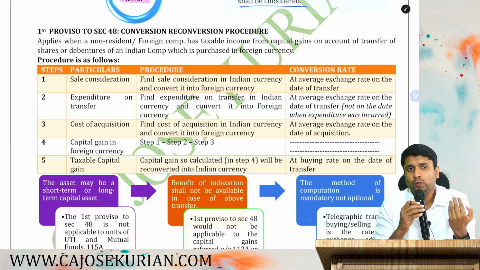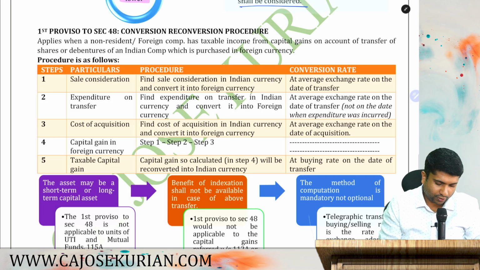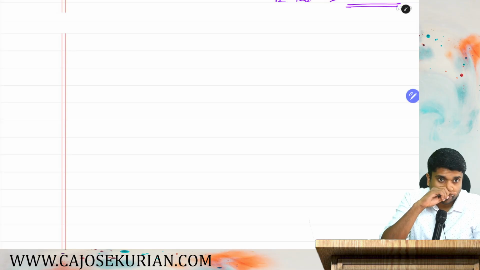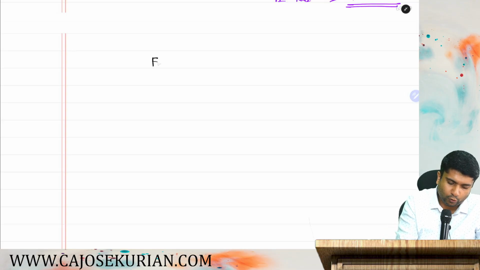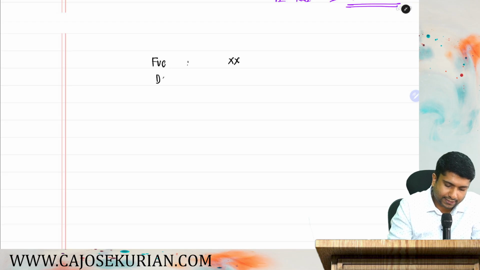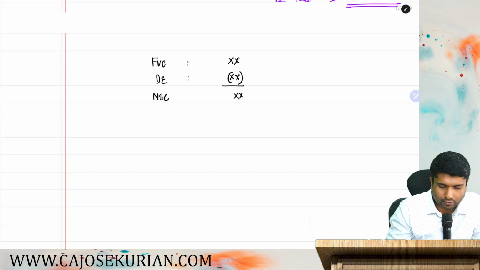Tell me friends, how do you compute capital gain? What is the format for computing capital gain? We always start with the full value consideration. Then we deduct direct expenses on transfer. If you deduct direct expenses from FVC, you will get net sale consideration.